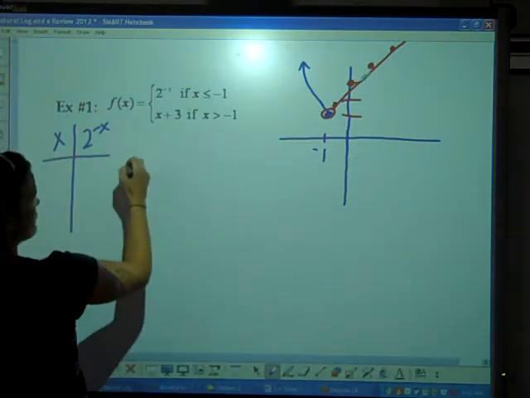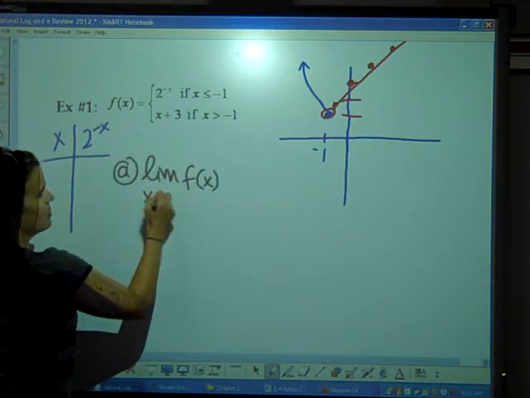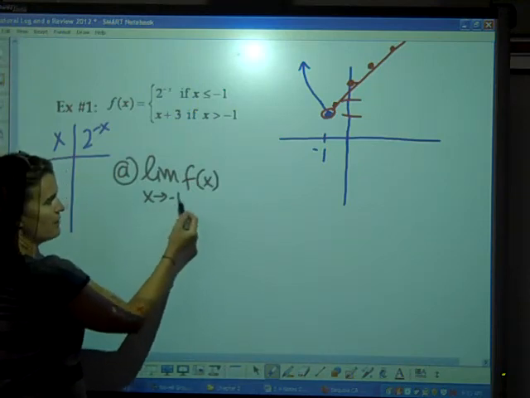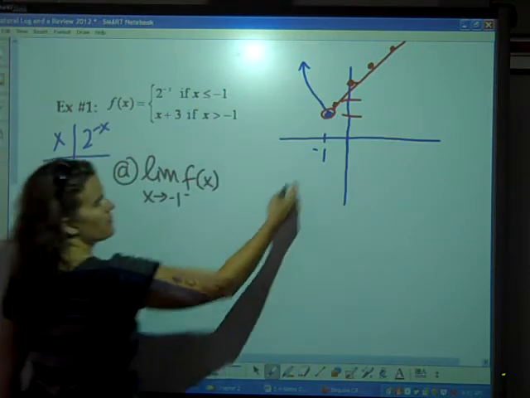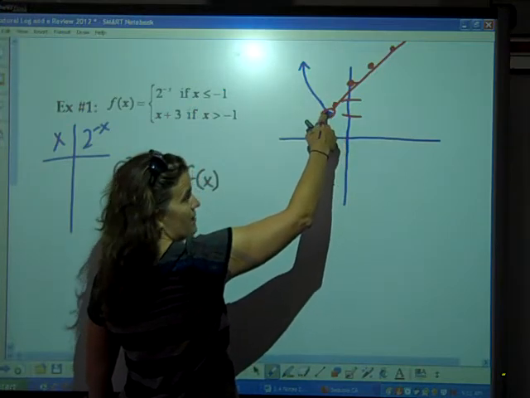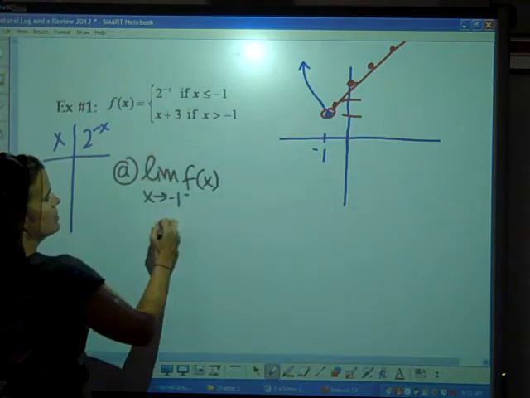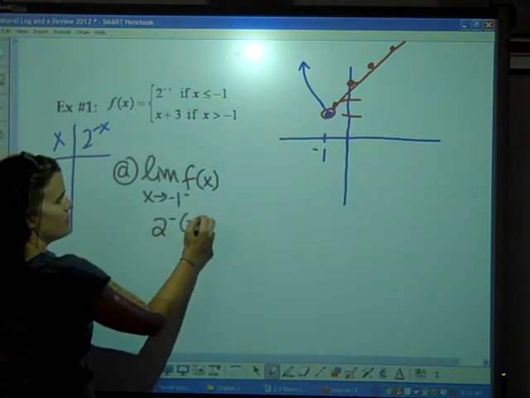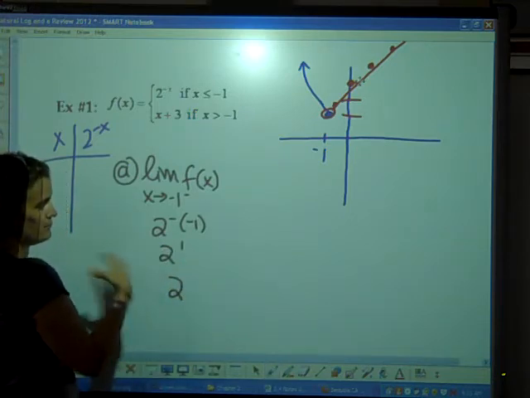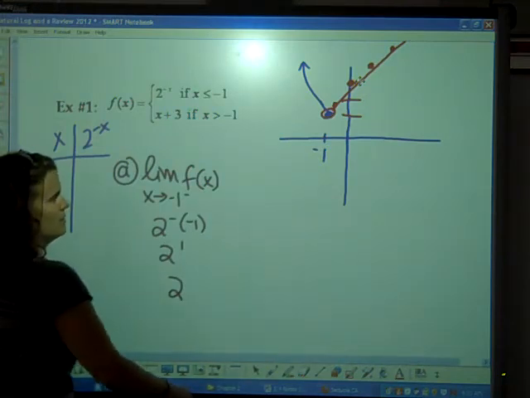So the first question was, what is the limit from the left? The limit of f of x as we approach, and our c value for this particular problem will be negative 1, so as we approach negative 1 from the left, we're getting closer and closer to the value of that actual dot. That would mean plugging negative 1 into this equation. So 2 to the negative negative 1 would be 2 to the positive 1, or 2. So I know the limit as we approach negative 1 from the left would be 2.